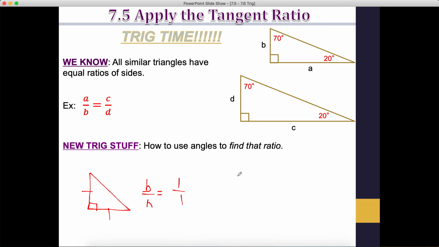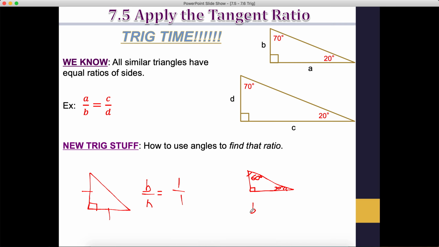Also, I could look at a 30, 60, 90, and depending on the way I lay it down, let's say that the side opposite the 60-degree angle is the base. If it's a right triangle, that would imply that the other angle is 30 degrees. So we're looking at a 30, 60, 90.